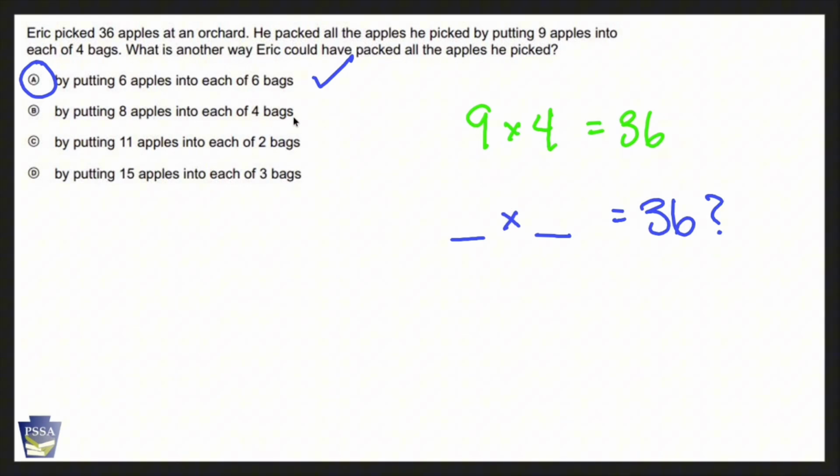8 times 4, nope, that's 32. 11 times 2, nope, that's 22, the Taylor Swift special. 15 times 3, nope, that's 45. So the answer is right away A, because 6 times 6 is 36.